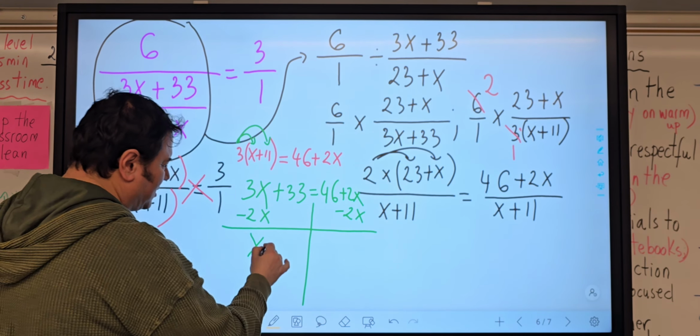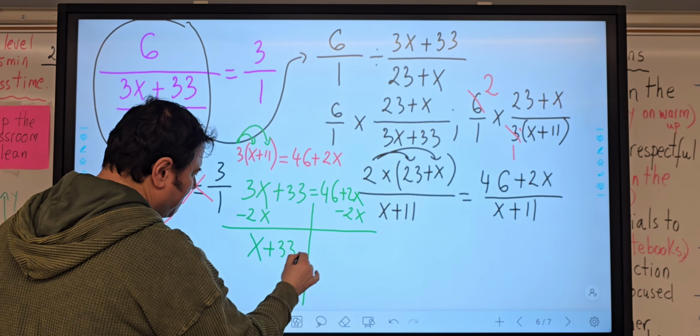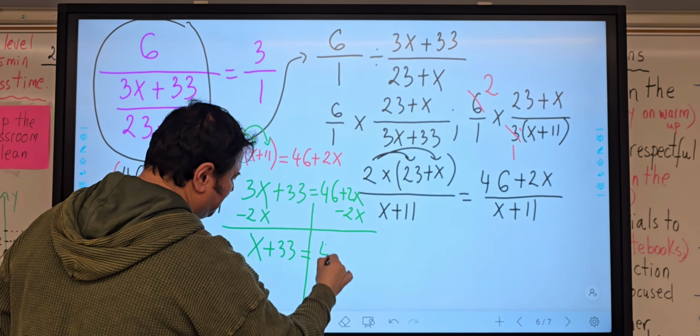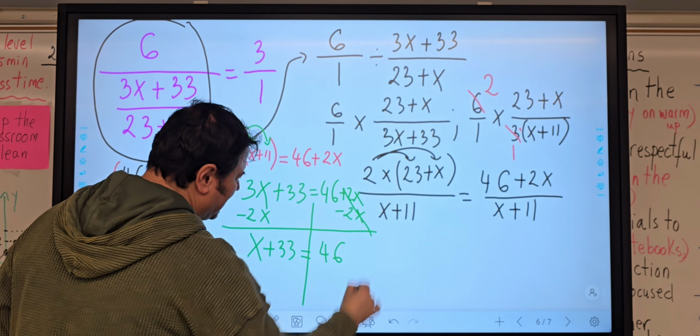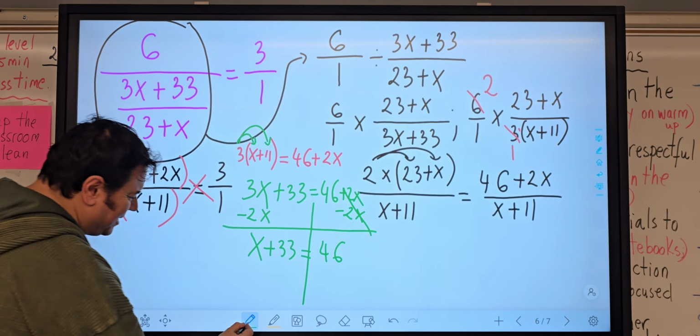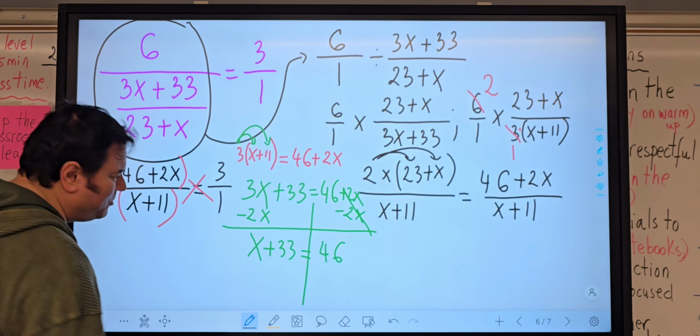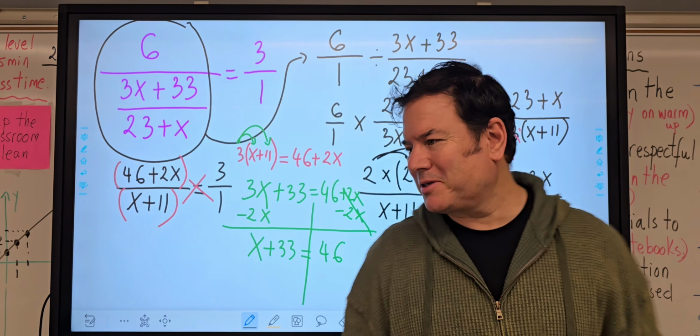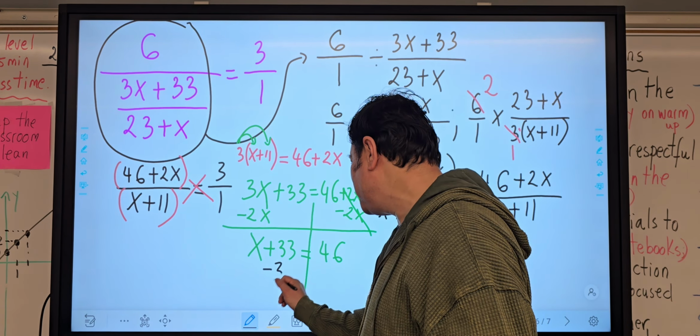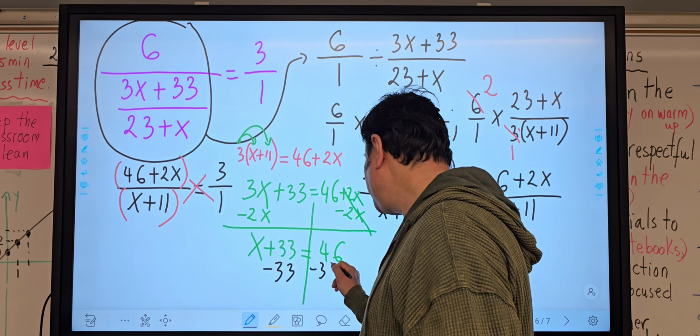We got x plus 33 equals 46, because this cancels out. And finally, the last step in this equation is to subtract 33 on both sides. So let's subtract 33 on both sides. Minus 33.